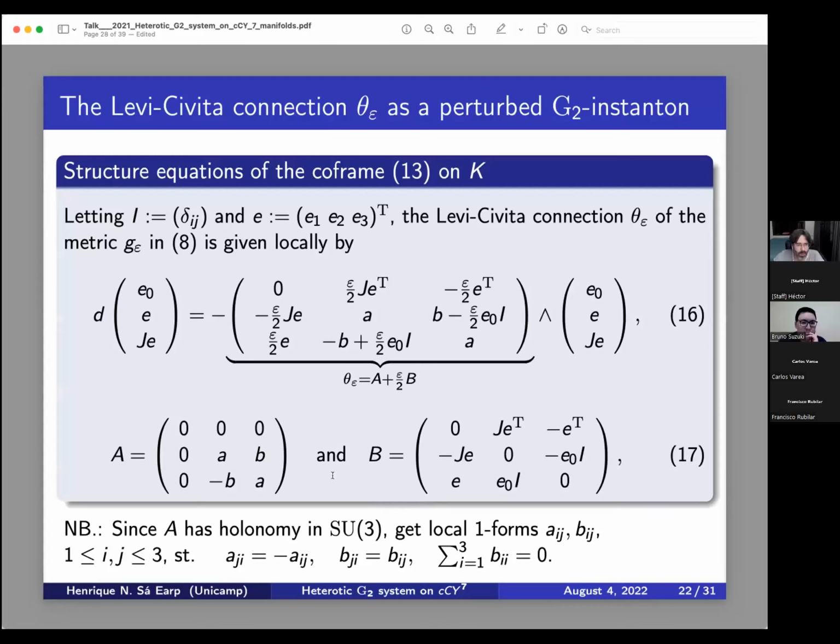Let me also clarify the notation. I really is the 3x3 identity. When I say E, I mean this multi-vector, the triple of vectors E1, E2, E3, just to make life easier, in these blocks.